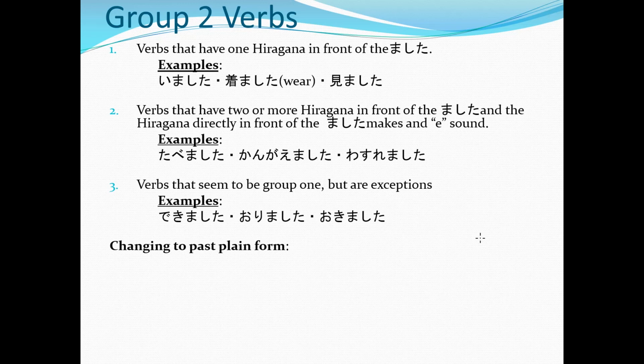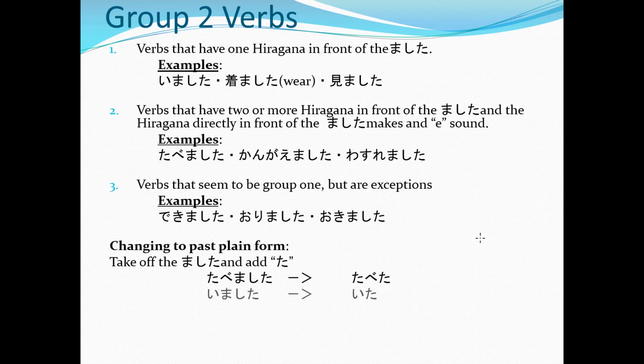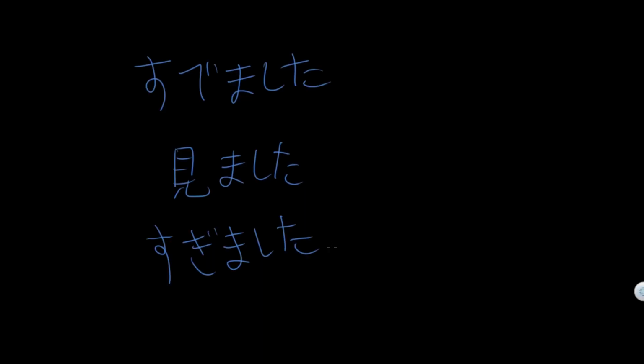So, how do you do it? How do you change to the past plain form? Pretty simple. Take off the mashita and add ta. Tabemashita goes to tabeta. Imashita goes to ita. Kangaemashita goes to kangaeta. Dekimashita goes to dekita. Straightforward. I'll show you what it looks like.